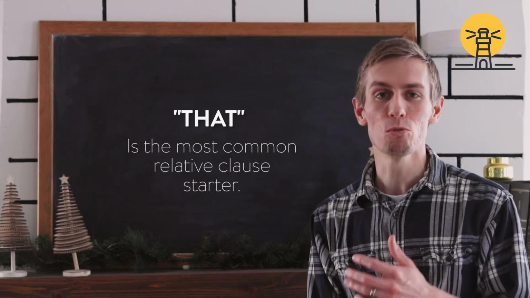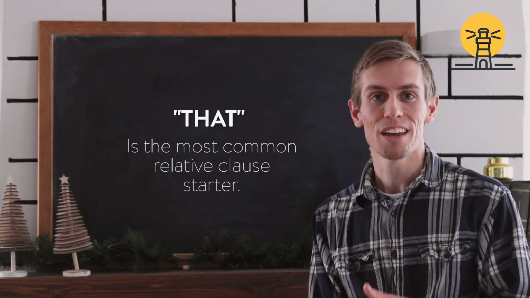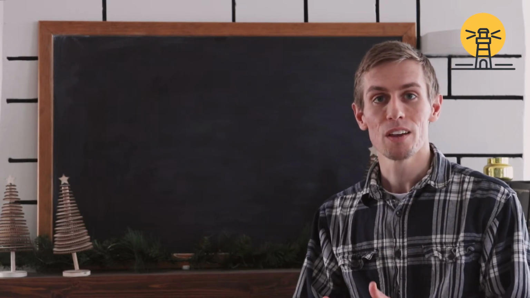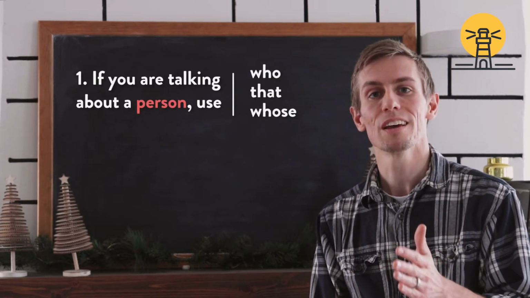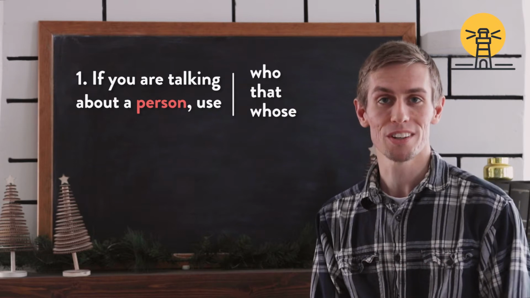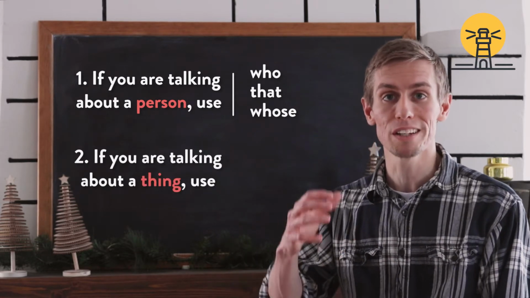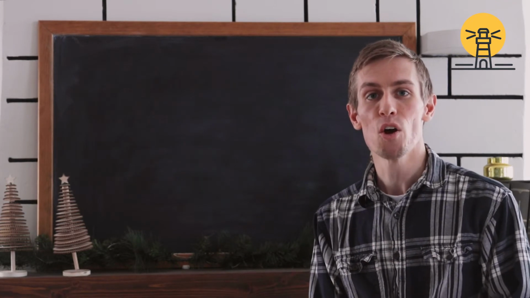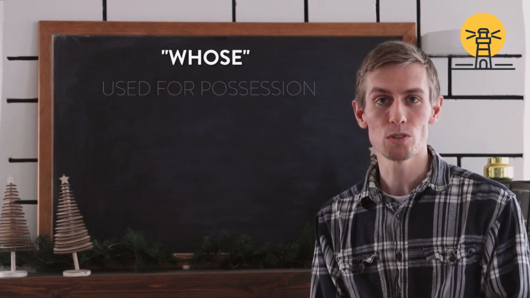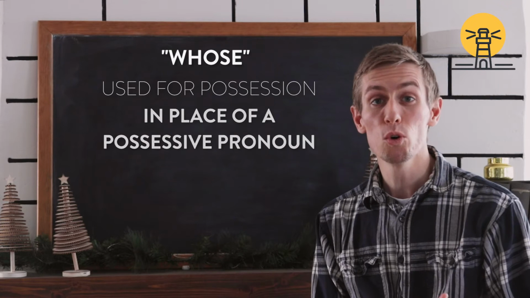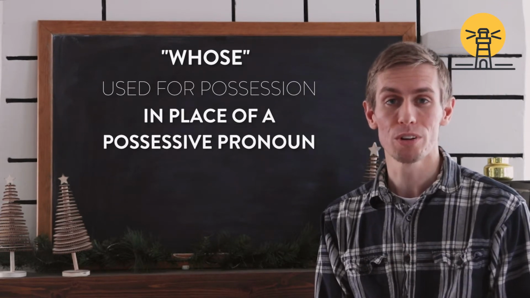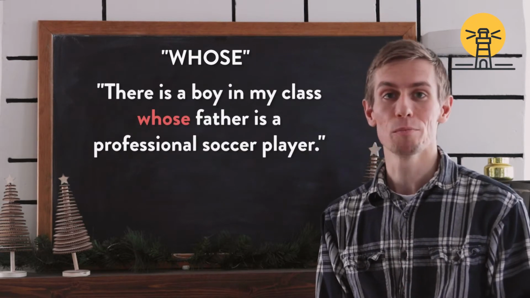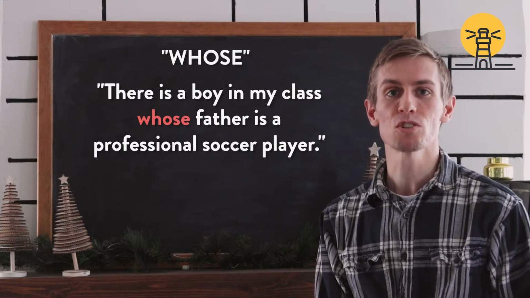That is the most common relative clause starter that we have. It can be used both with people or with things. So, we use who, that, and whose if you're talking about a person. If you're talking about a thing or defining a thing, we use that or which or whose. Now, whose is a relative pronoun that we use when we are talking about possession. Whose is used in place of a possessive pronoun, and it must be followed by a noun. There's a boy in my class whose father is a professional soccer player.